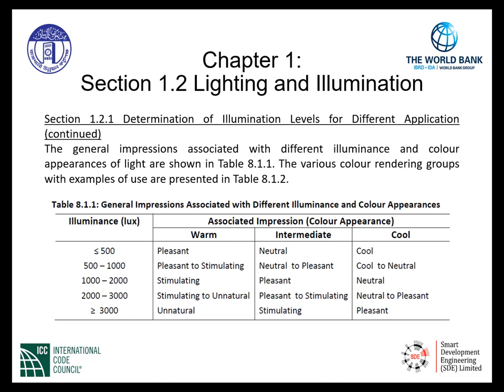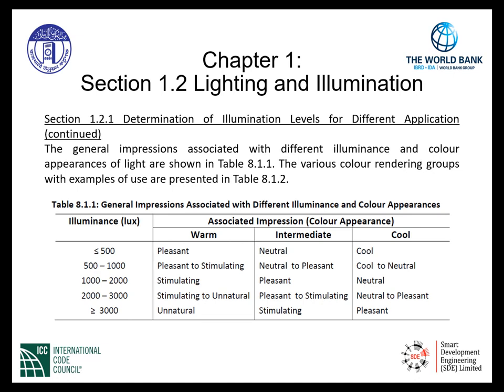As you can see from the table, in the warm color appearance column, warm colors would not have a pleasant or neutral appearance at higher levels of illuminance. As we can see by applying the table, if we have an illuminance level in the range of 2000 to 3000, and we enter the warm column, this is a stimulating to unnatural type of lighting as it is impressed upon us. If we look at the same range of illuminance between 2000 and 3000 lux, and we go to the cool column, this impression on us is neutral to pleasant, as you can see at this higher illuminance level.